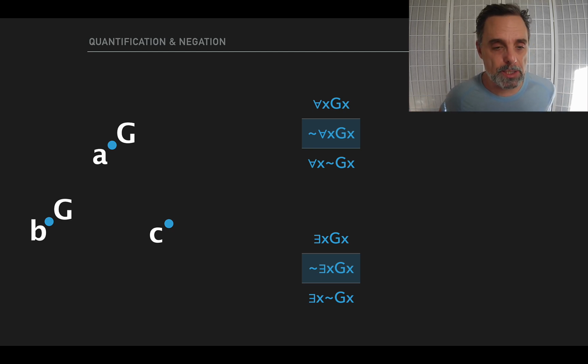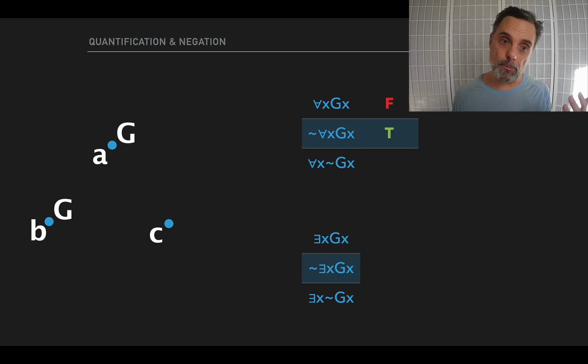Well, let's look at for all x, gx. That says that everything is a giraffe, or everything is green, or whatever. Is that true? What do you think? It's not because of C. C makes for all x, gx false, right? C makes gx false, and for all x, gx to be true, gx has to be true of all of them, and it's not. Gx is not true of C, so for all x, gx is false. How about not for all x, gx? Well, that's just the opposite of for all x, gx, so it's true.